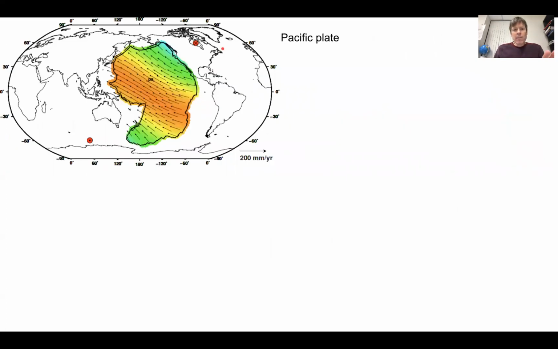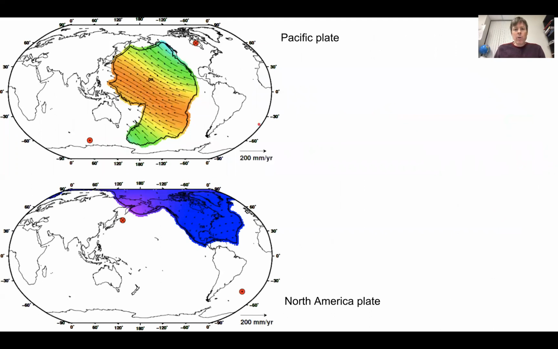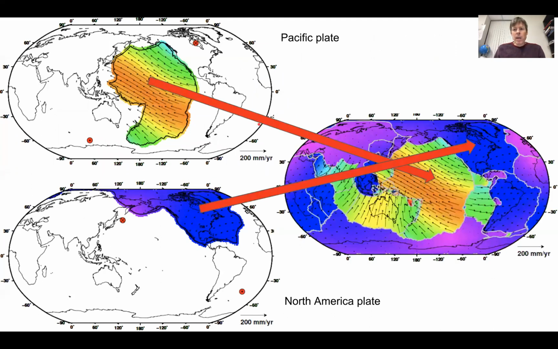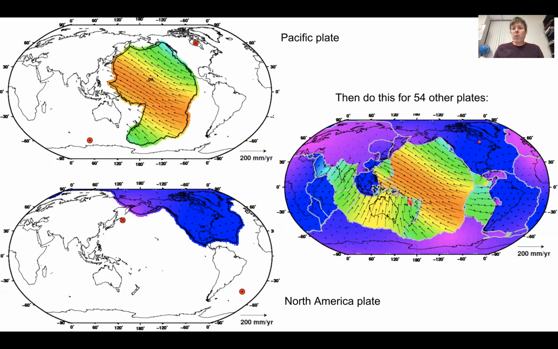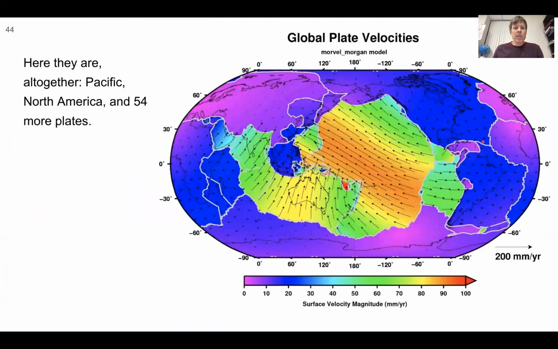So we have the Pacific plate. We did the North America plate. And those are used to fill in the pieces of the puzzle, where we kind of created the puzzle pieces as defining the plate boundaries, but now we need to assign their important speeds and velocities. So we did 2 of these, and so you do this for these other 54 plates in this model, and we fill in all the pieces. Each plate defined by its boundary and defined by its Euler pole, and that gives us the motion. Here they are, Pacific, North America, and 54 plates.